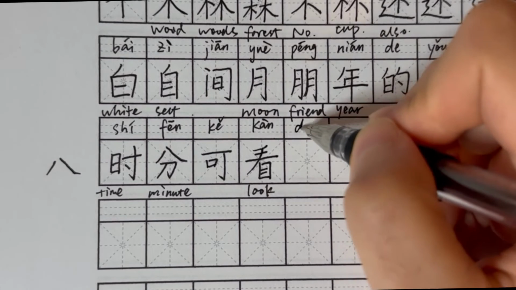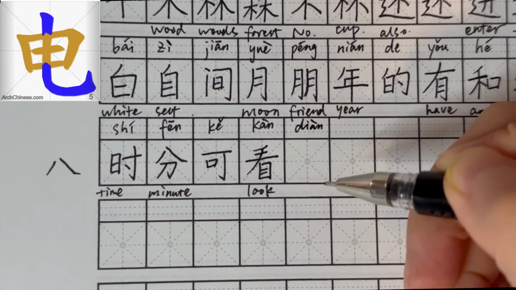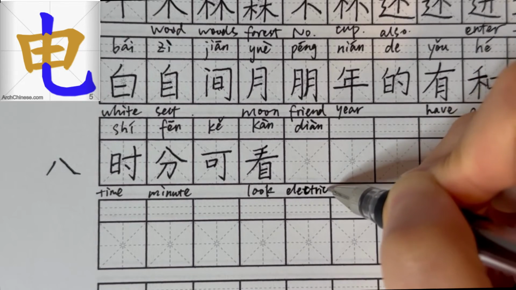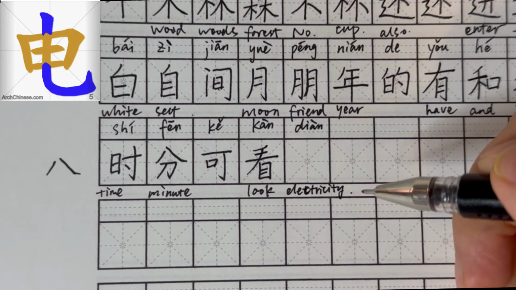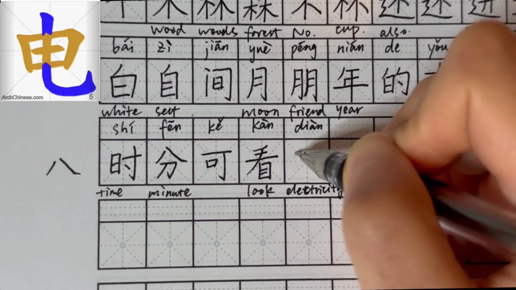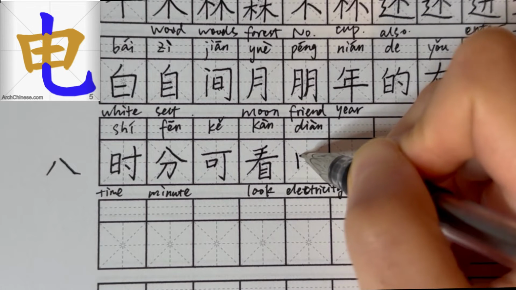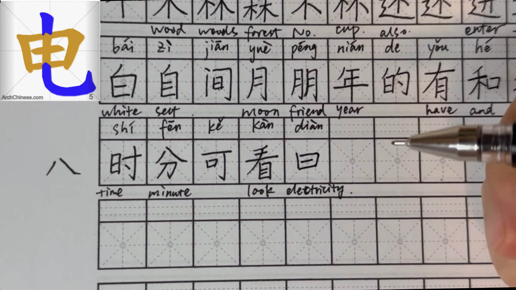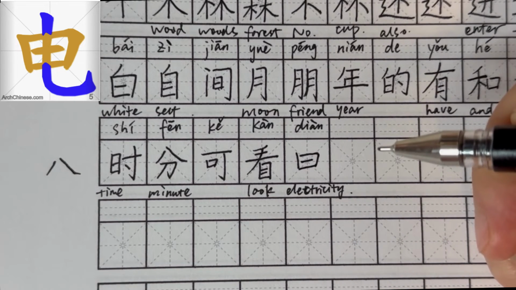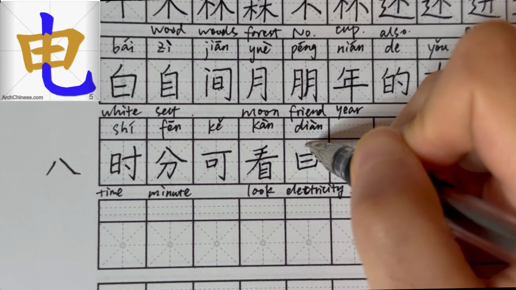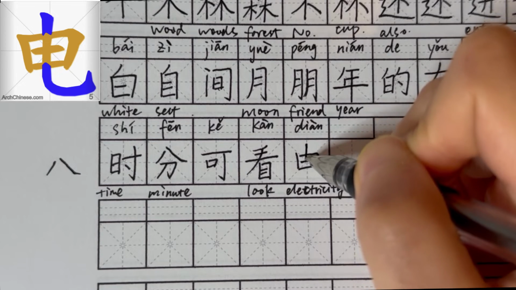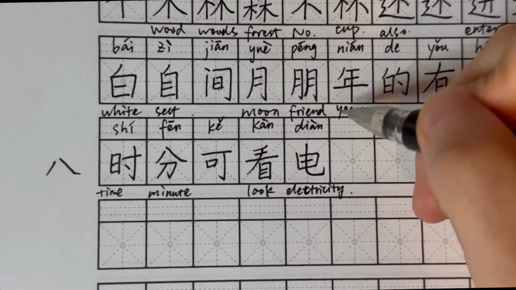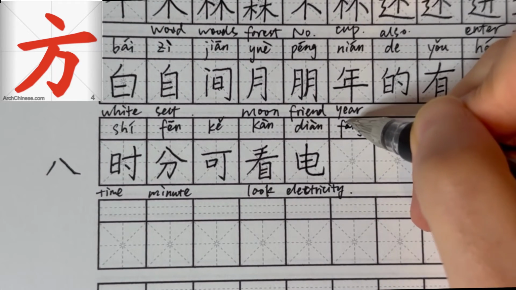Next character, 电. Diàn. Electricity. It's a simple character. Don't worry about the different colors here. First stroke, 竖. 横折, 横, 横. We finish writing this part. And the last stroke, from top and all the way out, okay? 竖弯钩. Perfect.